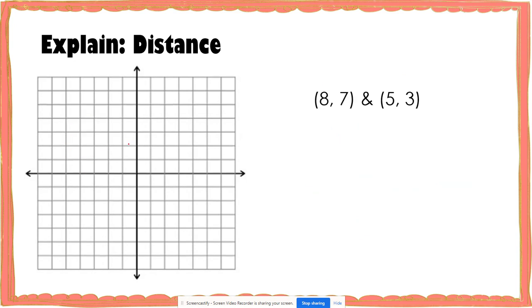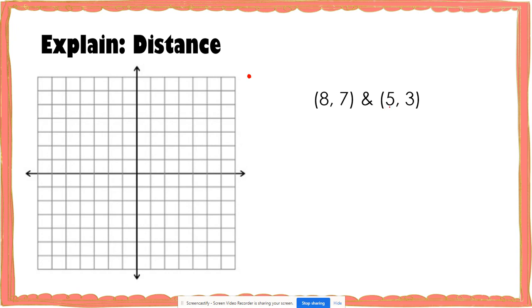Now let's try 8, 7, and 5, 3. Again, we have to plot our points first, so we're going to plot the point 8, 7. So we'll move right 8 units, 1, 2, 3, 4, 5, 6, 7, 8. Mine actually goes off the grid. And then up 7 units, 1, 2, 3, 4, 5, 6, 7 units. So there is that point.